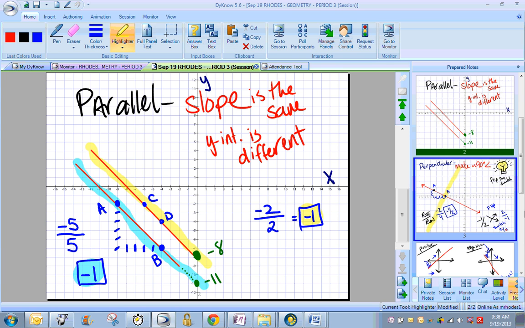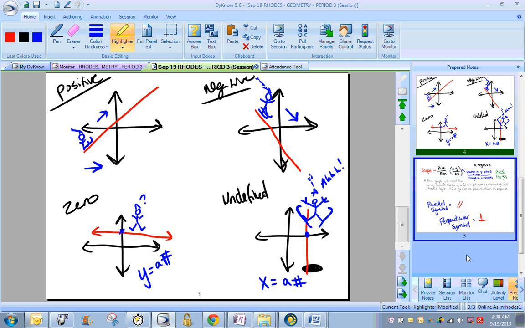Okay? Now, before we jump into perpendicular, I want to give you a review of different types of slopes. The way I like to think about slope is I like to think of it as a skier. Say you're in Colorado skiing. Now, we always start from left to right, just like we're reading a book. But let's look at this.